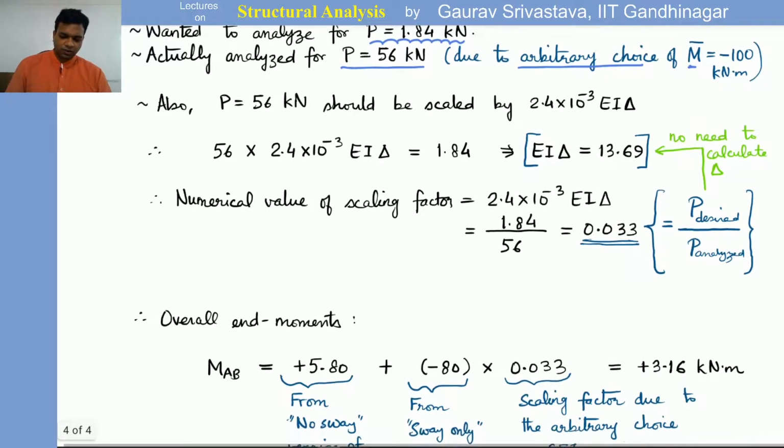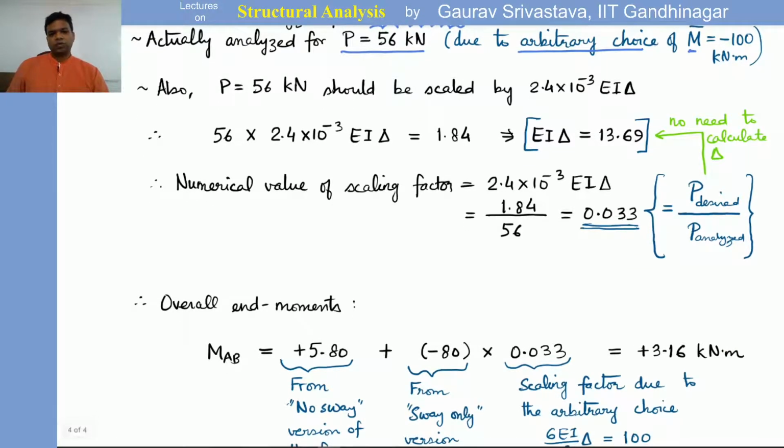Okay, so what we know now is that any quantity that was calculated using that assumed minus 100 has to be scaled by 2.4 times 10 to the minus 3 EI delta. Which means that this force that we have solved for, P equal to 56 kilonewtons, also has to be scaled by the same amount.